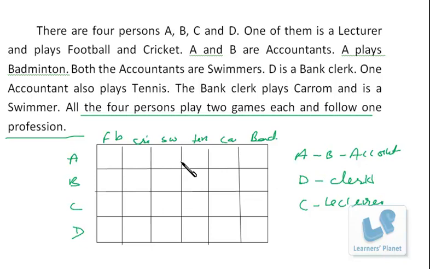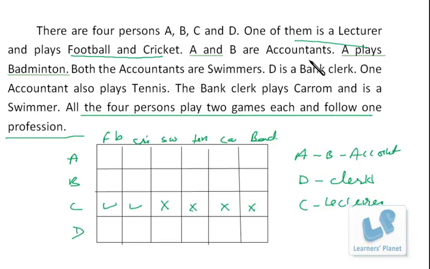Now we have to fill up this table. Now one of them is lecturer and play football and cricket. That means C is playing football and cricket, 2 games. Everybody is playing 2 games. So let's fill up for C. C is football and cricket, right? Now he cannot play any other game because he can play only 2 games. So we put crosses over there. So this information, that lecturer, football and cricket, it's complete.